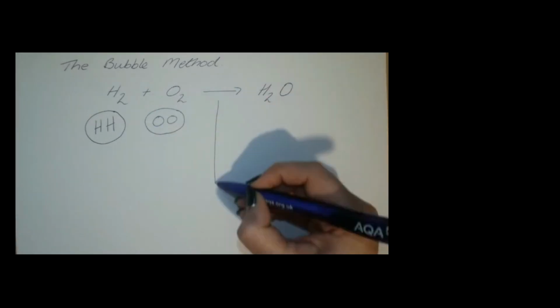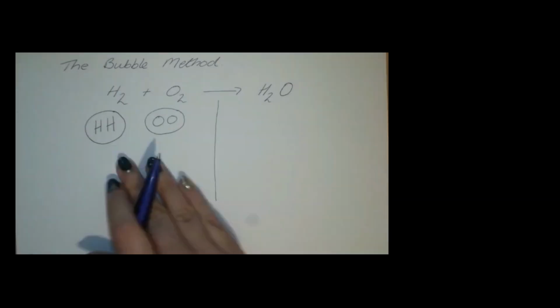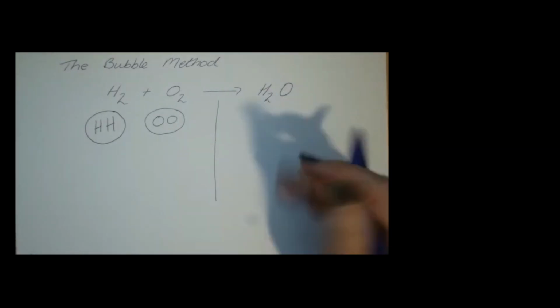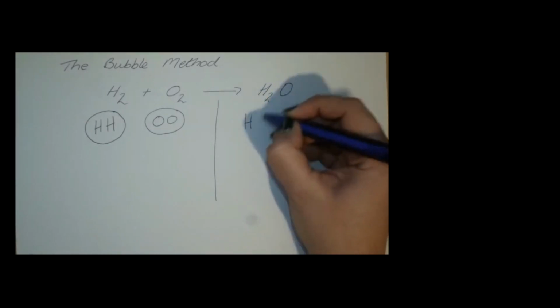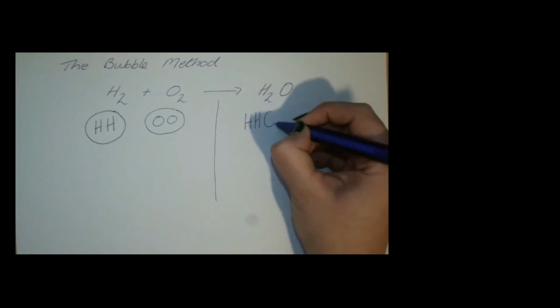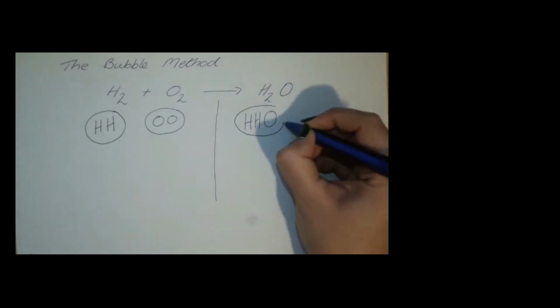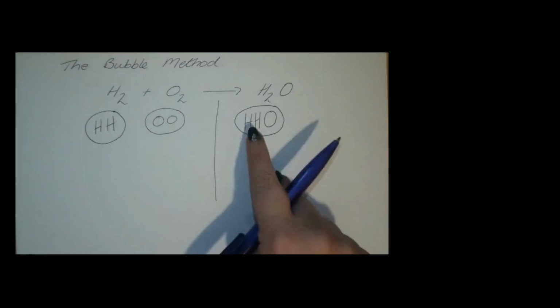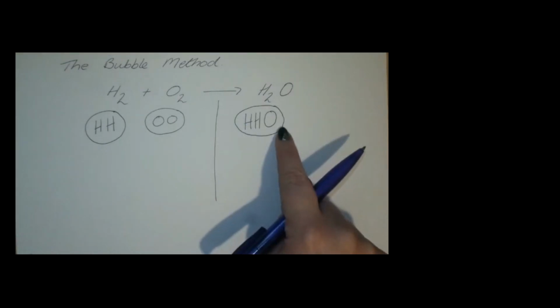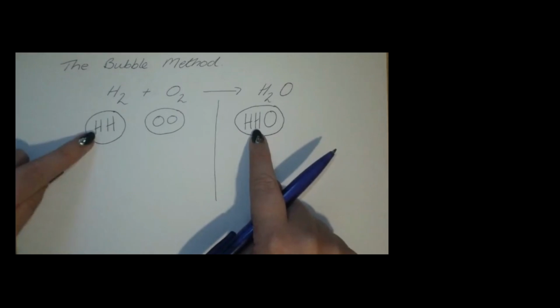Then I'm going to put a little wall down here, because these bubbles can't go through the wall. Over here, I've got H2O, water. So it's an H and an H and an O, and I'm going to put that in a bubble. Now, the rule with the bubble method is you are not allowed to pop a bubble. You can only copy and paste a bubble that is there. So over on this side, I've got an H and an O, so I've got two H's here and two H's here. That's fine. Don't need to do anything.